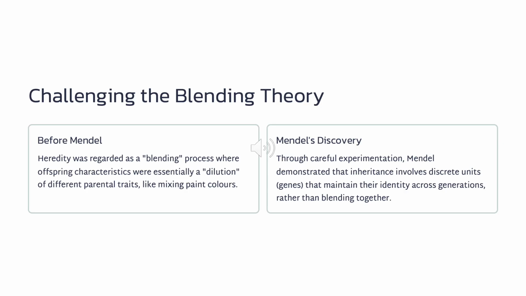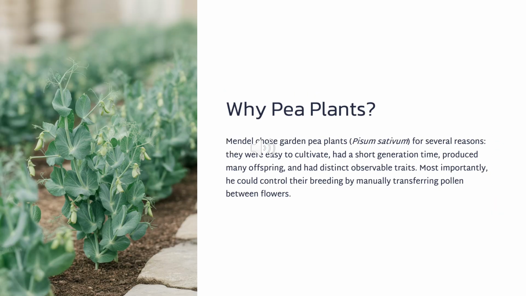He came up with this new discovery through careful experimentation. What Mendel discovered is that he could demonstrate that inheritance involves discrete, unique units we call genes that maintain their identity across generations, rather than blending together as explained by the theory before Mendel.